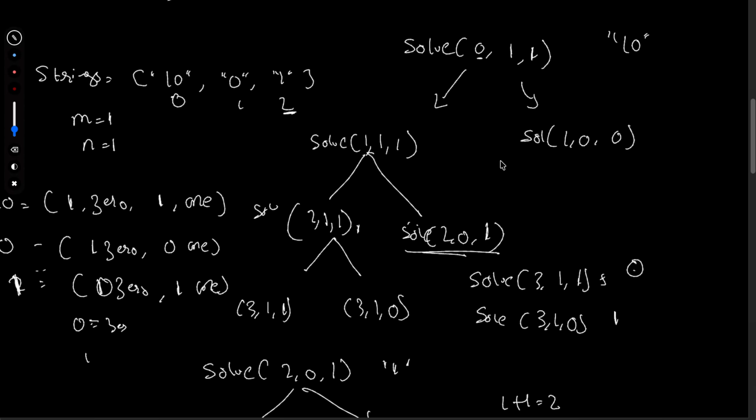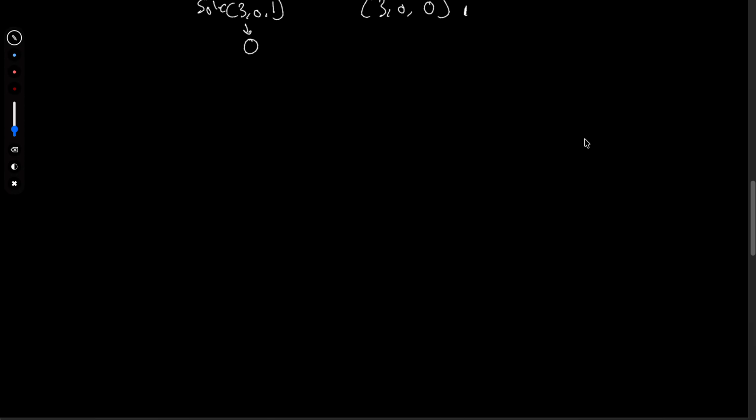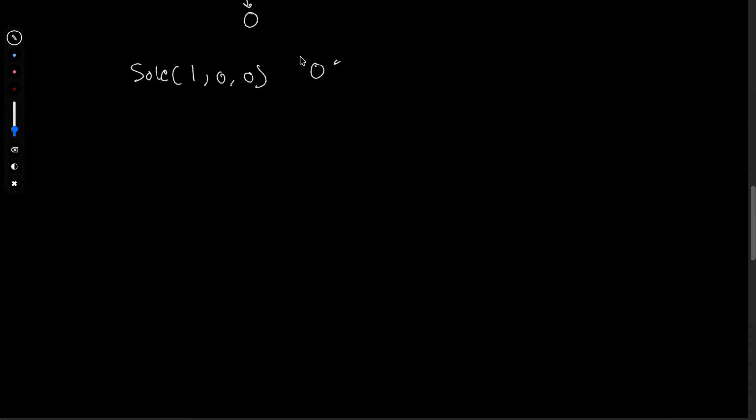Now we solve this. Okay, 1 0 0. So solve of 1 0 0, considering 0. If we skip, it's 2 0. If we take, we cannot take because it's not possible, so we need 1 0, but m is equal to 0.